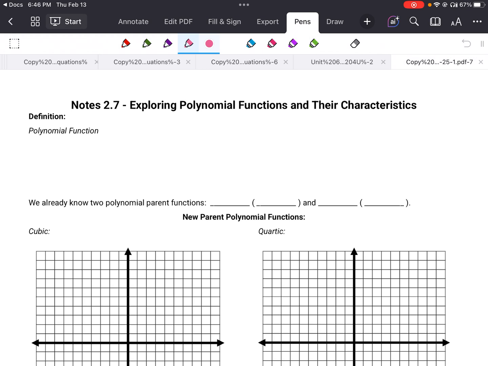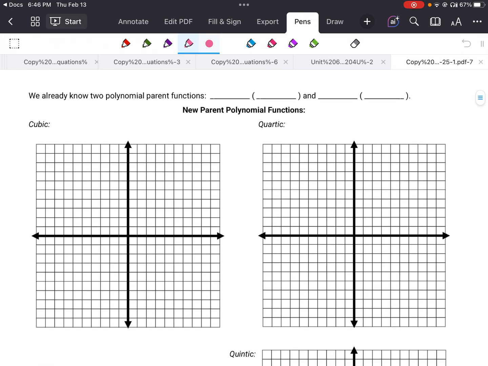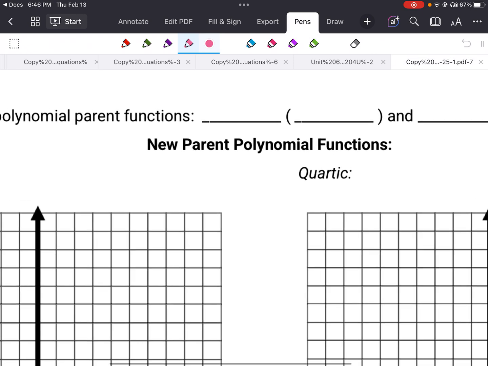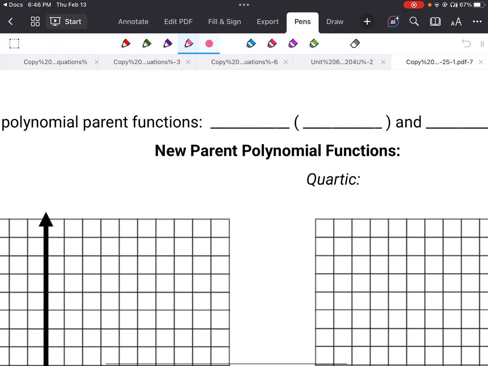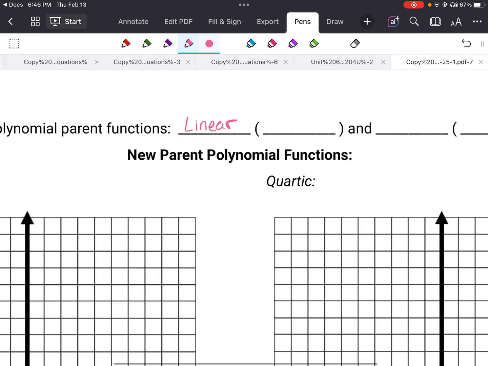Hello, today we will be exploring polynomial functions and their characteristics, new types of functions for us in grade 12. It's quite a lengthy note and a lot of writing. You guys have been looking at the definition of a polynomial function for years, so let's just skip over that part and get right to it. We already know two polynomial parent functions. I mean, you guys have worked with more before, but we're very comfortable, hopefully, with linear functions.